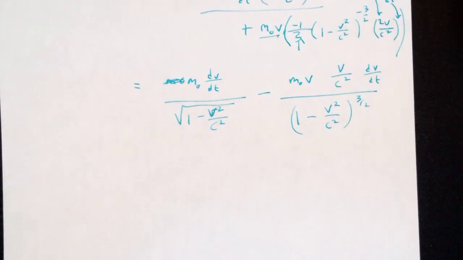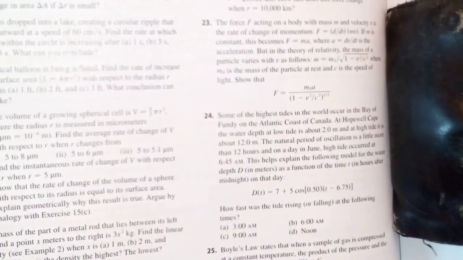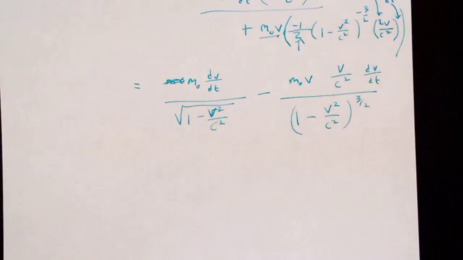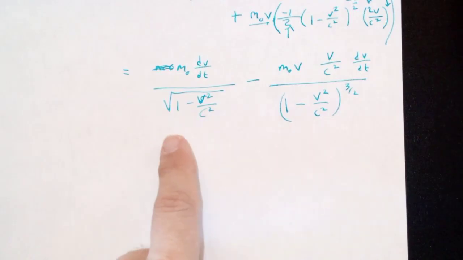Now, they actually give me a formula in the book that this is supposed to end up looking like. Ready? Here's the page from the textbook. Show that when you do this derivative, you get this thing: m0a over 1 minus v squared over c squared to the 3/2. I have exactly that right here. I just have a bunch of other junk, and I have this fraction that does not have a common denominator. I need a common denominator.